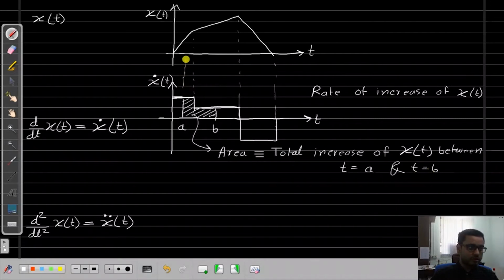So between these 2 points, the total change is this much, and this height will be the same as the area under this region.